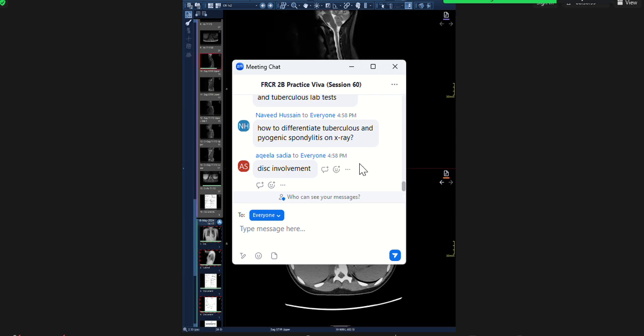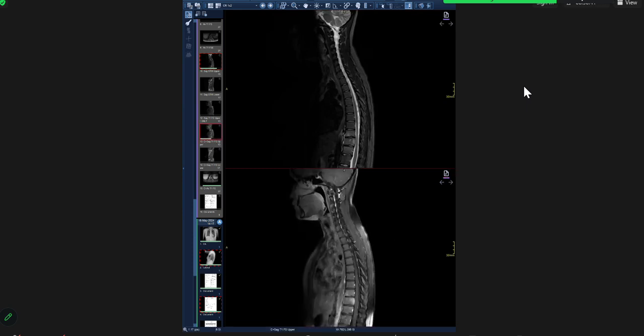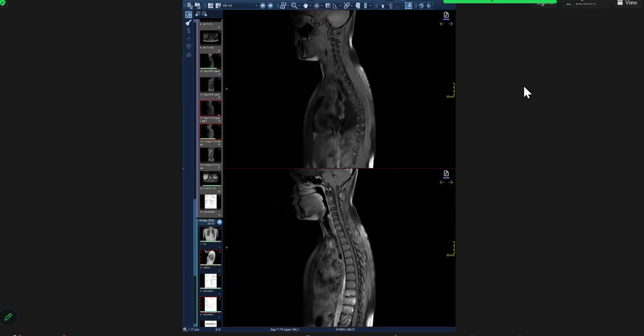So preserving the disc, and then the subligamentous spread, that is typical of tuberculosis. Pyogenic, it is going to destroy the disc very quickly. So in spite of that, there's so much disease, you see the intervertebral discs or spaces are relatively preserved. And then they did the whole spine here because they want to make sure that there's nothing else in the spine elsewhere, because CT is not a good modality. It may not show everything.